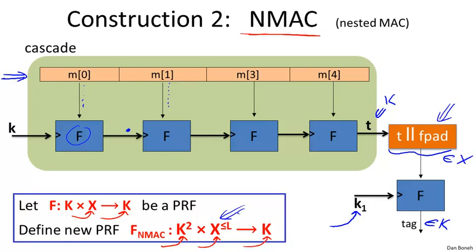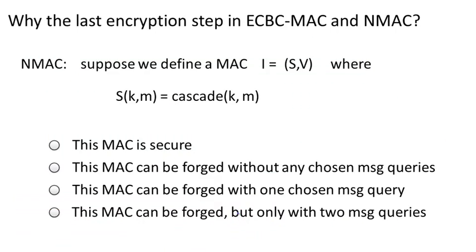All right, so that's the NMAC construction. So now we have two MACs that we can use to build a large PRF from AES, basically. Before we analyze the security of these MAC constructions, I'd like you to understand better what the last encryption step is for. So let's start with NMAC. I claim it's very easy to see that if we omitted the last encryption step, in other words, if we just used the cascade function, then the MAC would be completely insecure.